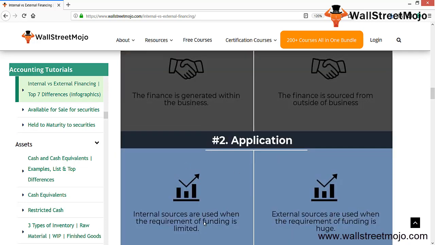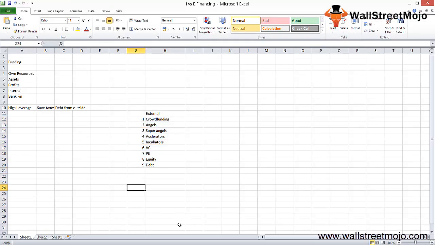Now, the application. Internal sources are used when the requirement of the funding is limited. Limited over here, we are talking about the working capital part, or maybe a small bridge gap that you need to cover. That bridge is basically for the small funding that is required to operate the business, because of some turmoil, you need a small portion of your capital.